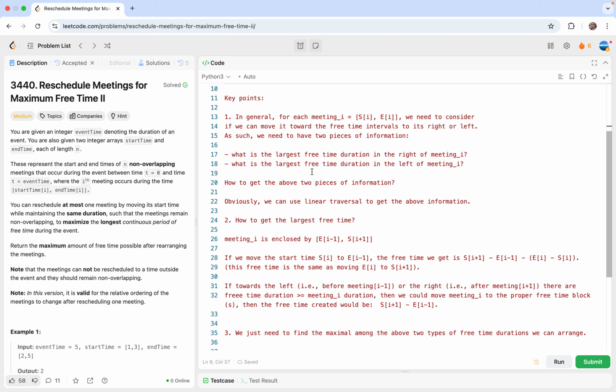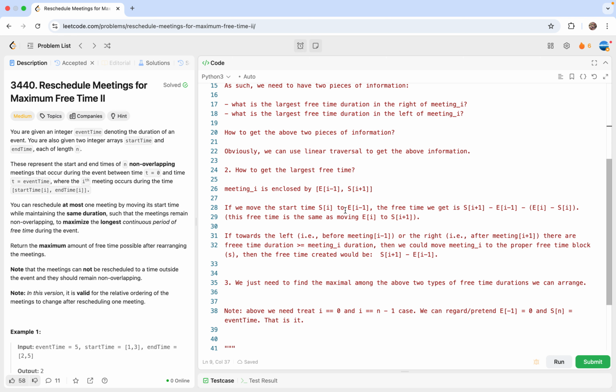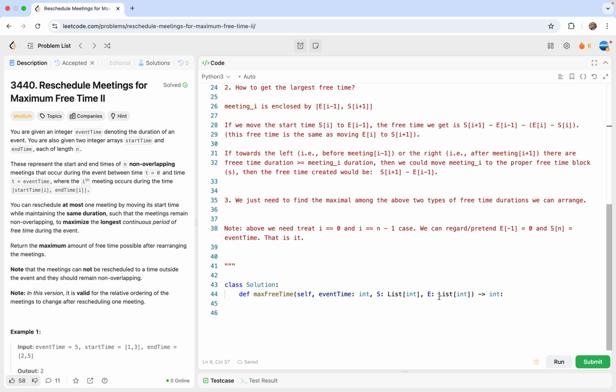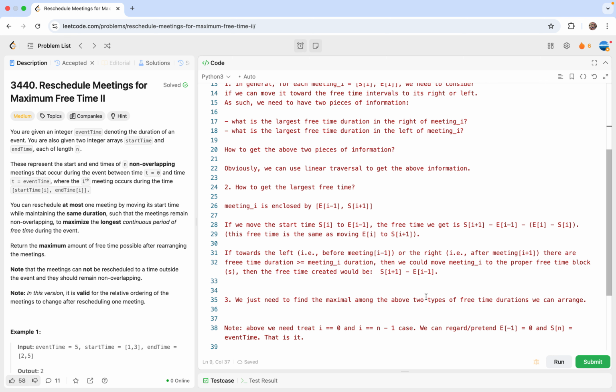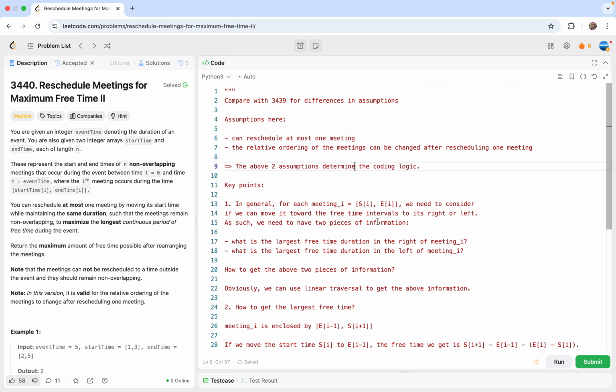Before we do the coding, let me first see several key points. This way, when you look at the coding, hopefully it can help you follow up. First is that in general for a meeting i, here I changed the start time to be capital S and the ending time to be capital E. This is just for convenience. So let's say meeting i starts at S_i and ends at E_i.